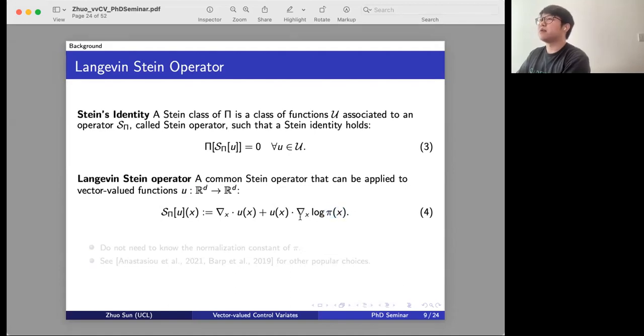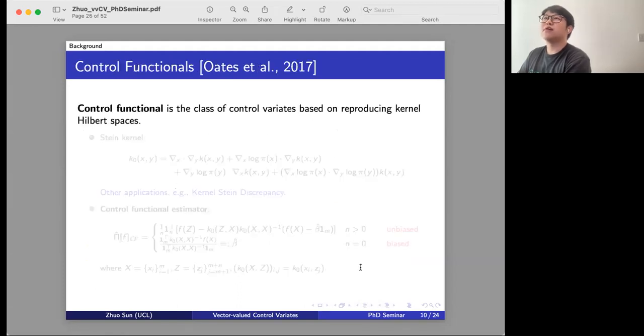This is great because normally in Bayesian stats, the normalizing constant is often intractable or impractical to compute. But of course, we also have other popular options of Stein operators. We refer you to these two papers to see other choices. Since our method is kernel-based control variates, I think control functionals are most relevant, so I will briefly introduce control functionals here as well.